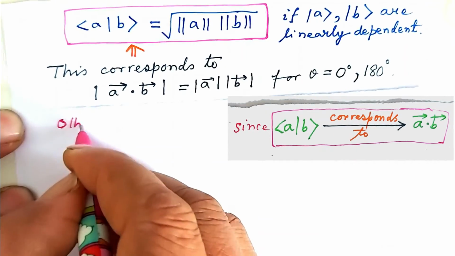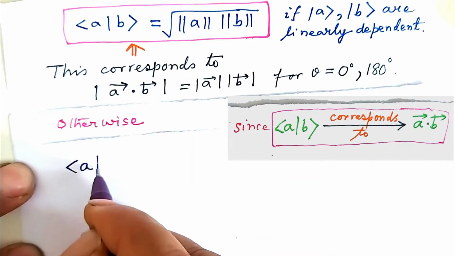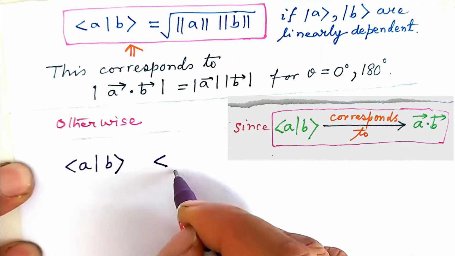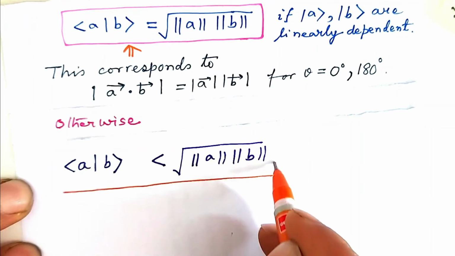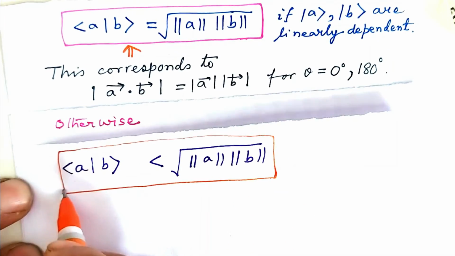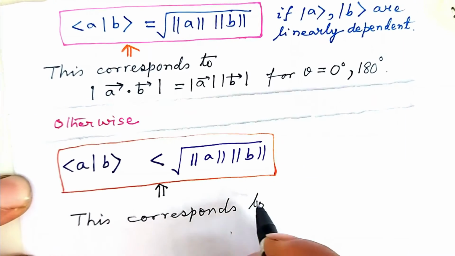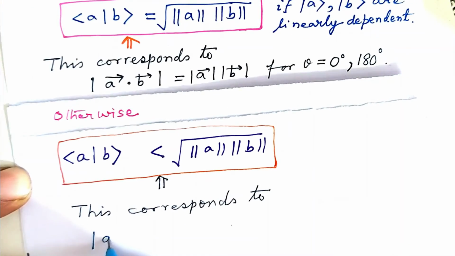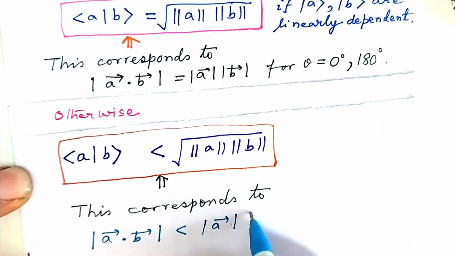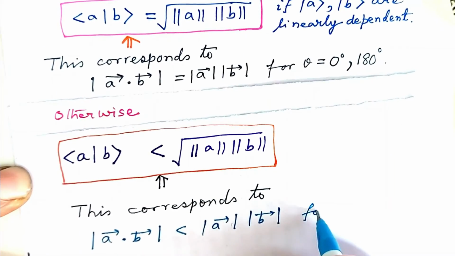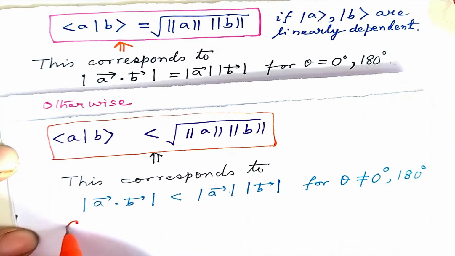If this is not so, that is otherwise, the relation will be bra A ket B is less than the square root of norm of ket A into norm of ket B. That corresponds to the inequality relation between the vectors, namely mod of vector A dot vector B is less than mod of vector A into mod of vector B, for theta not equal to 0 degree or 180 degree.